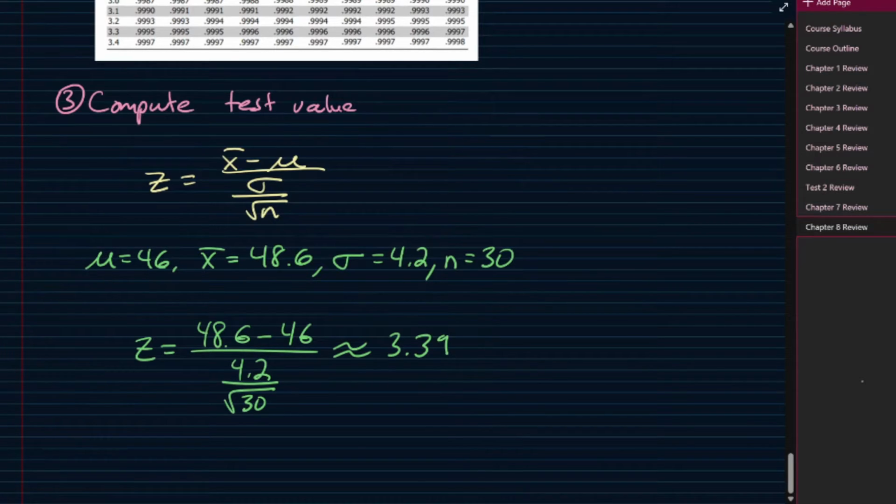A z-score is going to be probably between -5 and +5 at most. So if you end up getting a number outside of that, you may have done your calculation incorrectly, especially if it's like 1,000 or 100 or something like that. Generally, those values just don't end up happening here. So that's our test value.